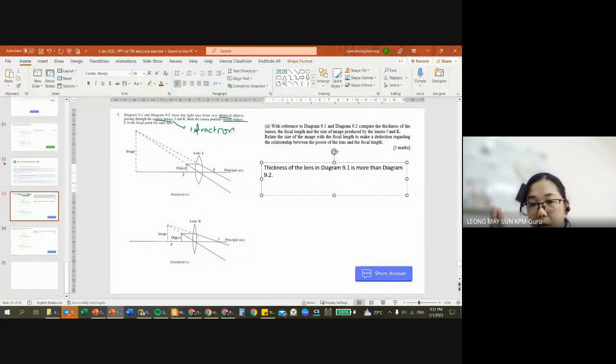The second question is asking us to compare the focal length. So my next sentence is the focal length.